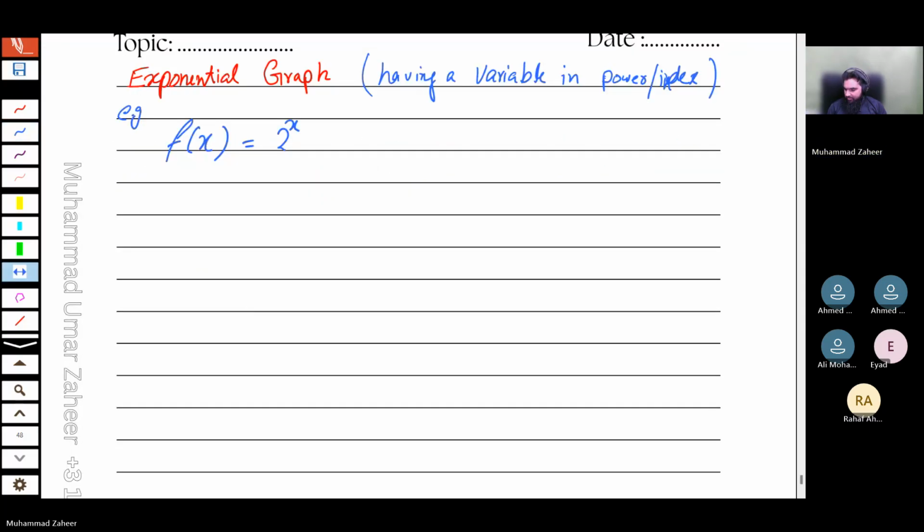So I'm going to make a general graph. The graph of this function is going to look like this. It is exponentially increasing basically, and it is going to be closer to the x-axis but will not touch it. All right, the graph of any exponential function.